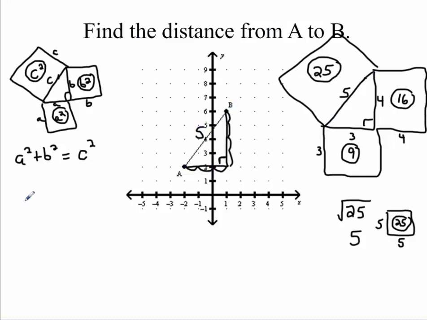So the distance from A to B, I can say, is AB. That's how you write the distance from A to B. That is equal to 5.